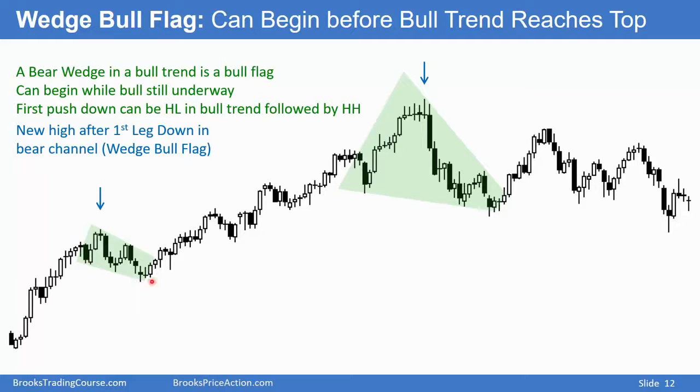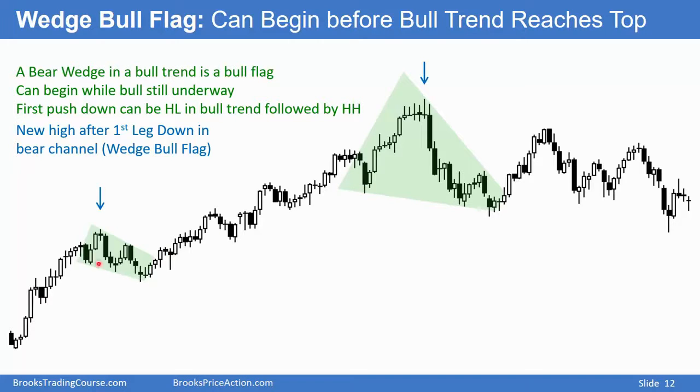First leg down and what became a wedge bull flag came before the bull trend ended, and the same here. You could say that the bull flag began here, 1, pull back 2. I think it's more realistic to say this was the start of the bear trend, and there was a transition in here where the bear trend was beginning and the bull trend had not yet ended.